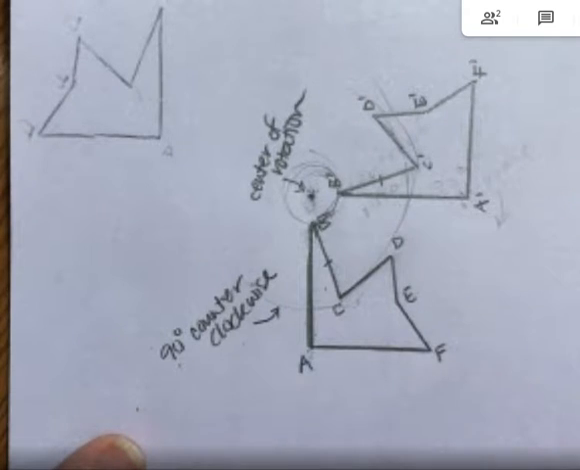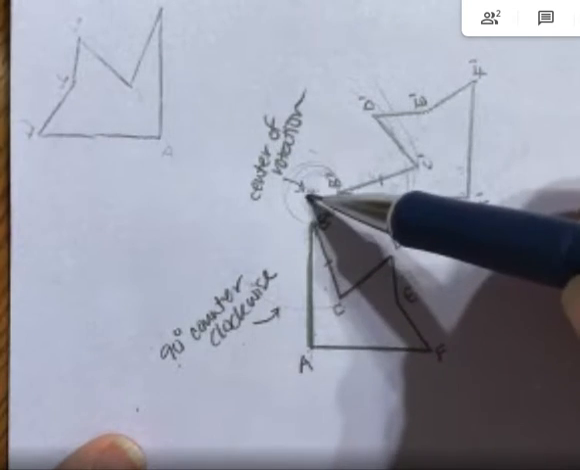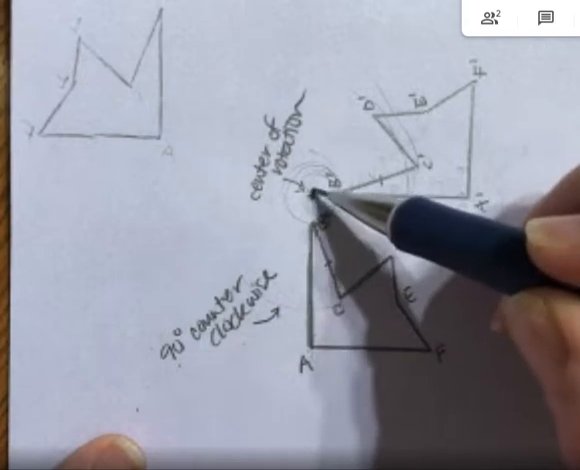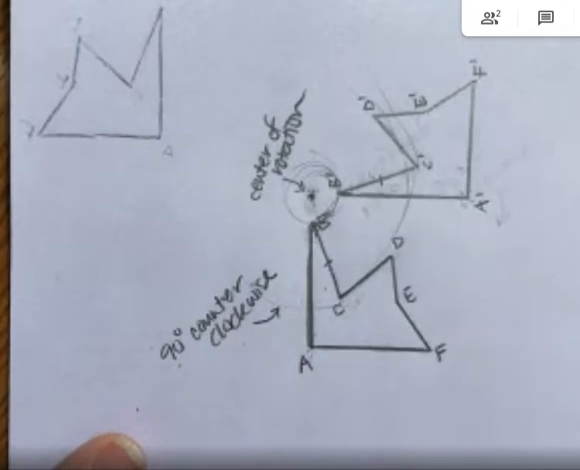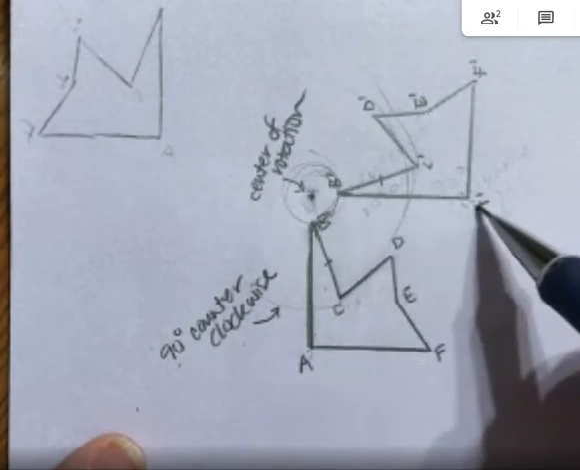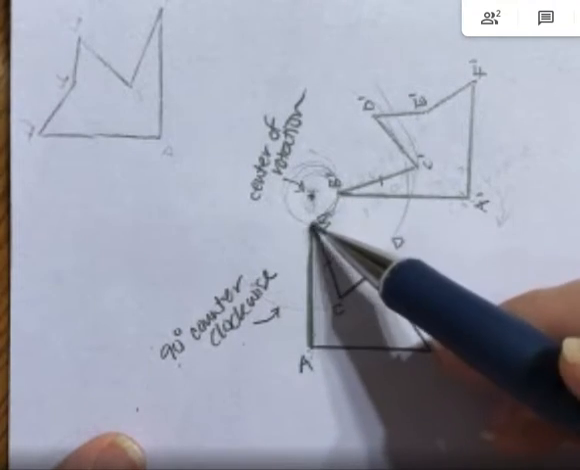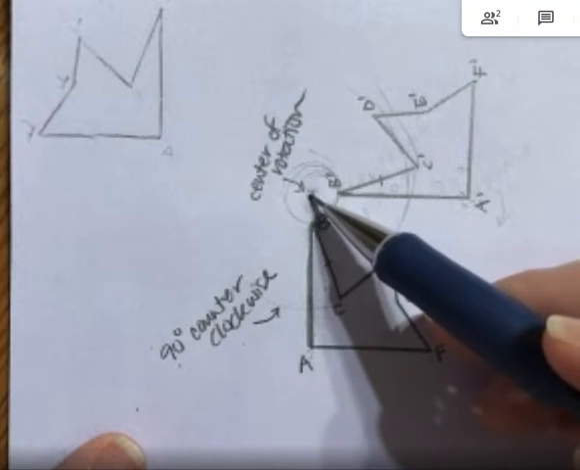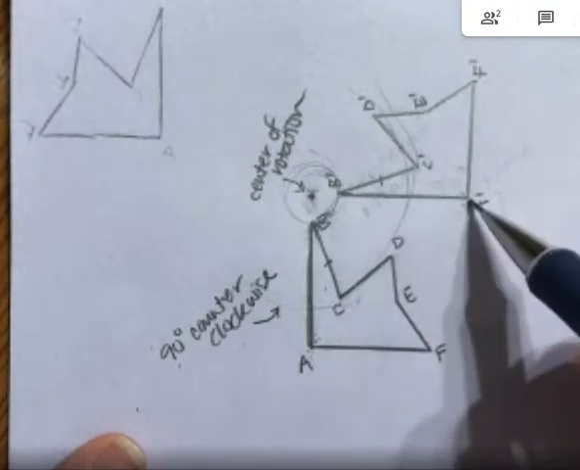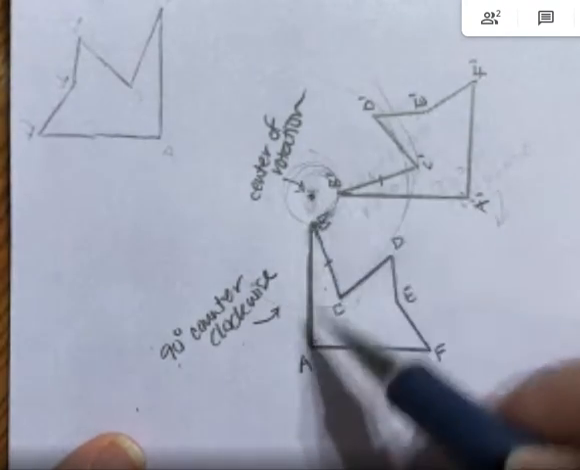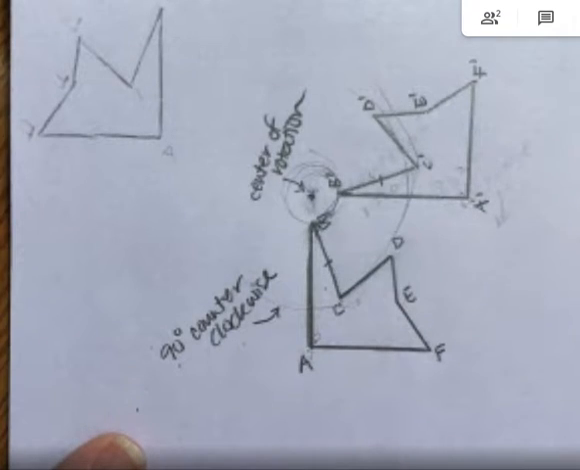It is the same distance away from the center of rotation. Now what I am not saying is that B is the same distance away from the center of rotation as, for example, A prime, because B and A prime are not corresponding points, but B and B prime are. So these two points are the same distance away from the center of rotation. These two points are the same distance away from the center of rotation.